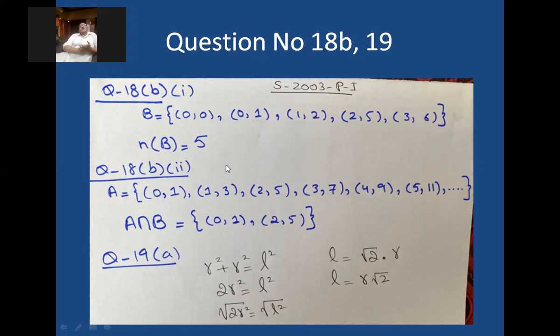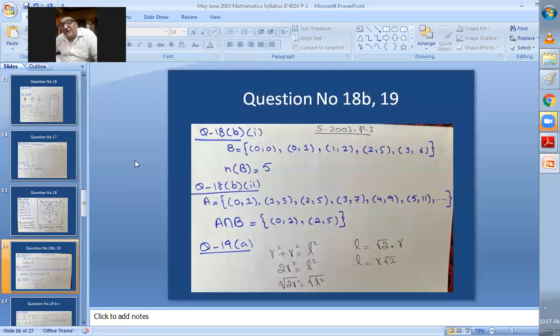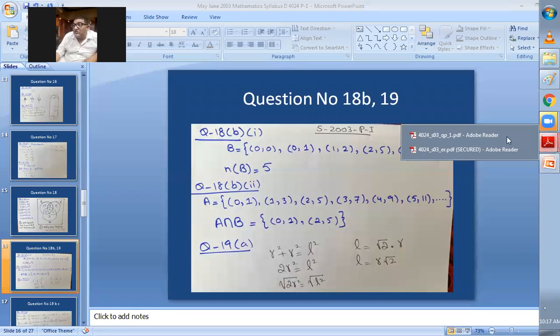So this was question number 18B, second part. Hopefully you have understood how I have written the set A, and then how I got the members of set A, and how we noticed what is common between A and B. So this is question number 18, and it's the B part. Hopefully you have understood.